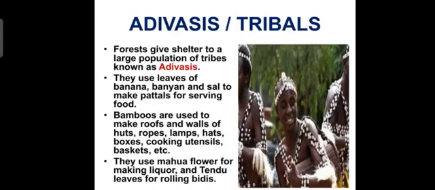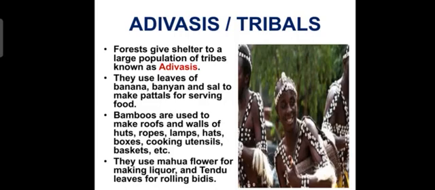Adivasis or tribals. Forests give shelter to a large population of tribes known as Adivasis. The Adivasi societies can be found in Andhra Pradesh, Bihar, Chhattisgarh, Gujarat, Jharkhand, Madhya Pradesh, Maharashtra, Odisha, Rajasthan, Tamil Nadu, West Bengal, and the northeastern states and Andaman and Nicobar Islands.